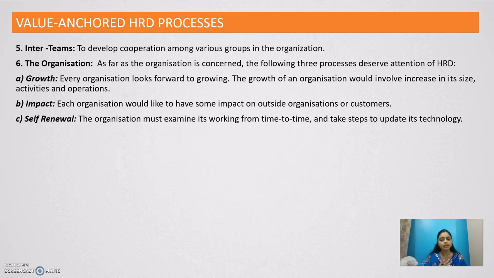And self-renewal: organizations must examine themselves from time to time, and they should take corrective actions if any deviation is found. If there is any technological advancement, they should take a step to adapt that technology, and to train and develop their human resources to perform their activities according to that updated technology. So these are the 6 human units which are important for the human resource development process.